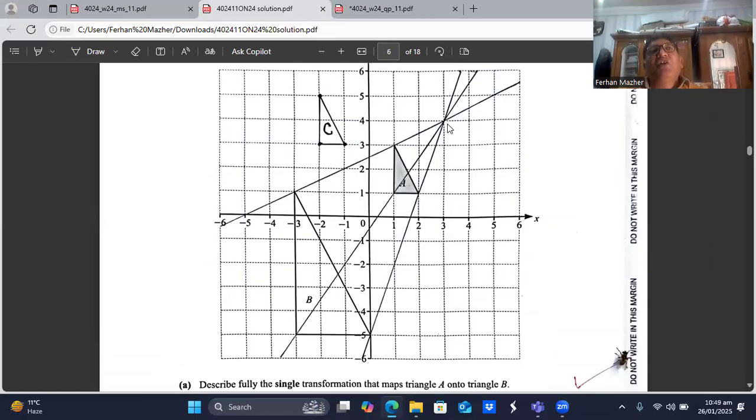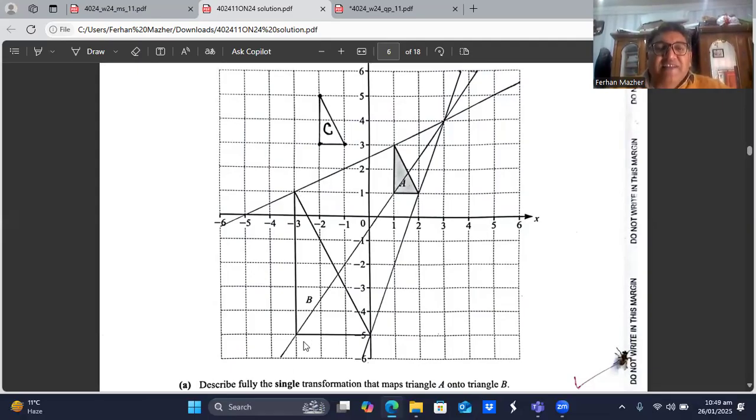Now we want to find out the scale factor of the enlargement. You can find it by two methods. You can check the distance of this point from the center of enlargement, and with the help of the scale, check the distance of this other point from the center of enlargement. The distance of the image from the center of enlargement divided by the distance of the object from the center of enlargement will give you the scale factor.